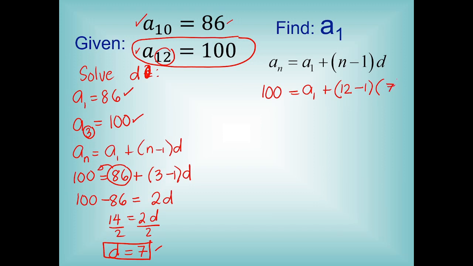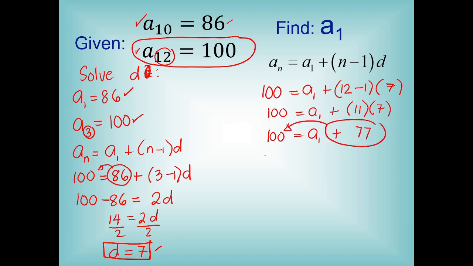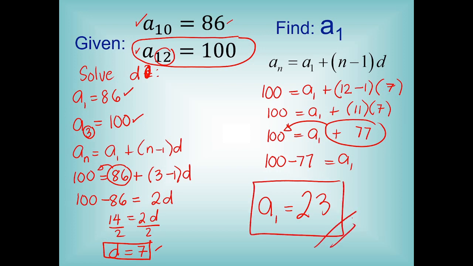Okay? Now, so we have 100 is equal to the first term plus this is 11 times 7. So we have 100 is equal to the first term plus 77. Transposing this to the other side, so 100 minus 77 is equal to the first term. So the first term is, that is 100 minus 77, it's 23. This is our first term.